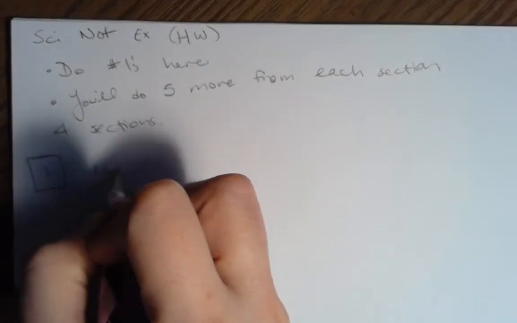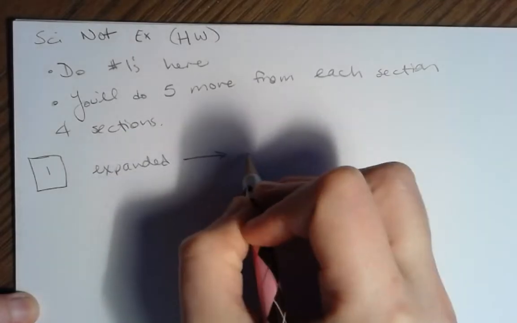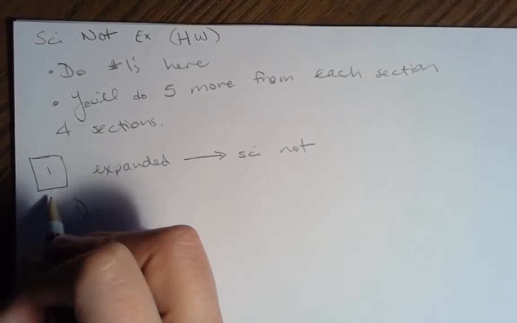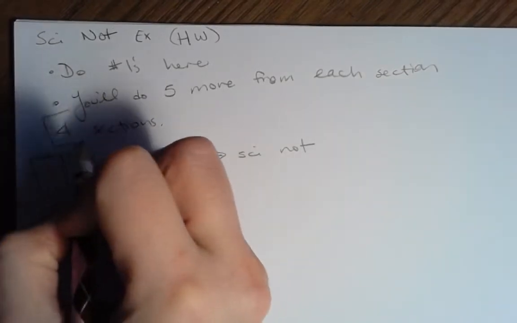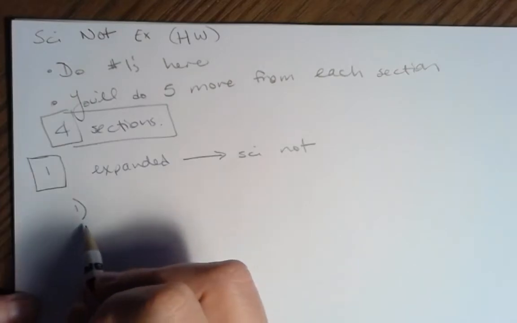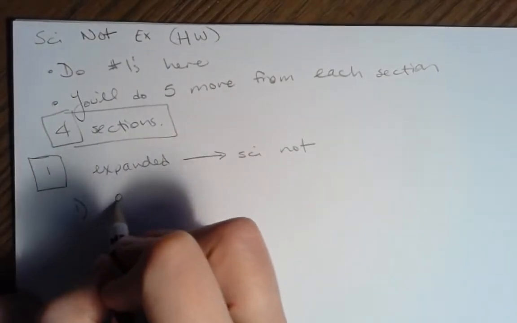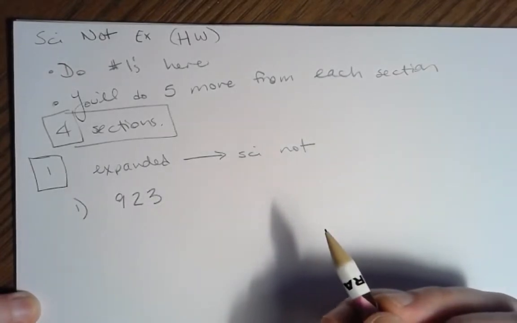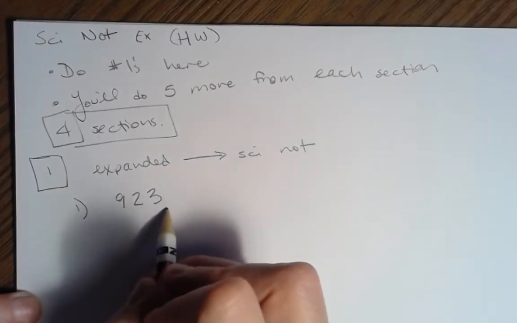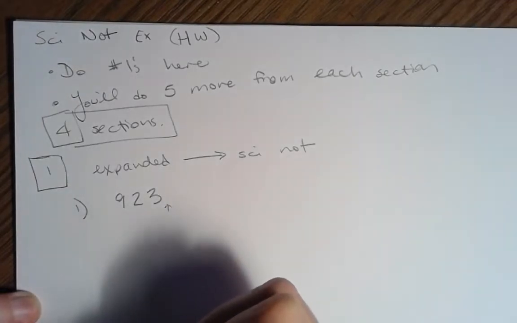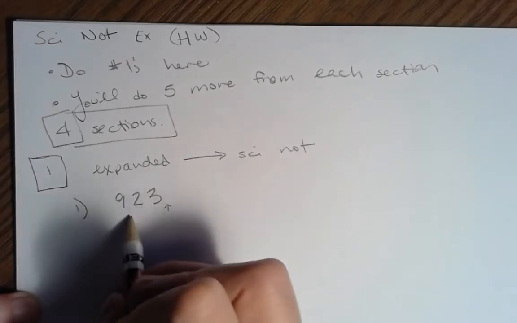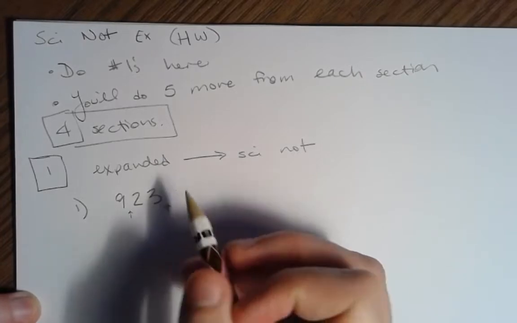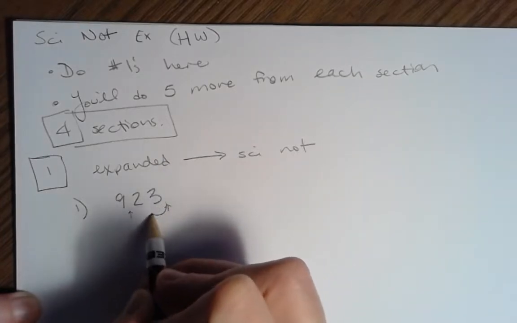Expanded form to scientific notation. Okay, question 1 says, so this is section 1. I'll do it like this, 4 sections. Here's number 1 from section 1. This is 923. We're going to write that in scientific notation. The implied decimal is just to the right of that last number. We are going to pick up our decimal and put it in between our first 2 significant figures. So pick up that decimal, move it 1, 2.